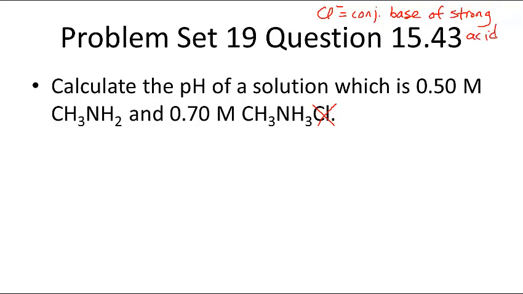All right. Cl minus is the conjugate base of a strong acid, so I can say it's going to be a spectator ion and just change this to CH3NH3 plus. So I have CH3NH2, weak base, CH3NH3 plus, its conjugate acid. So I have a weak acid, weak base, conjugate pair. I recognize that as a buffer.